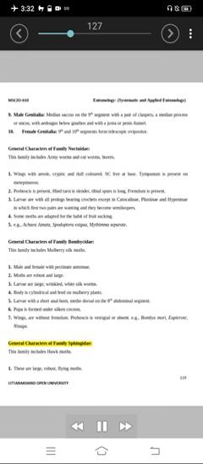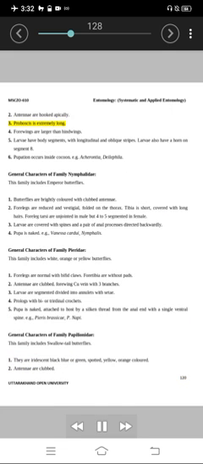General characters of family Sphingidae. This family includes hawk moths. 1. These are large, robust, fast-flying moths. 2. Antennae are hooked apically. 3. Proboscis is extremely long. 4. Forewings are larger than hindwings. 5. Larvae have body segments with longitudinal and oblique stripes. Larvae also have a horn on segment 8. 6. Pupation occurs inside cocoon, e.g., Acherontia, Deilephila.